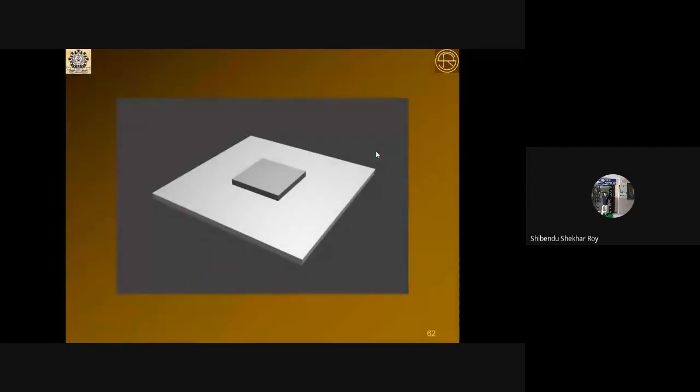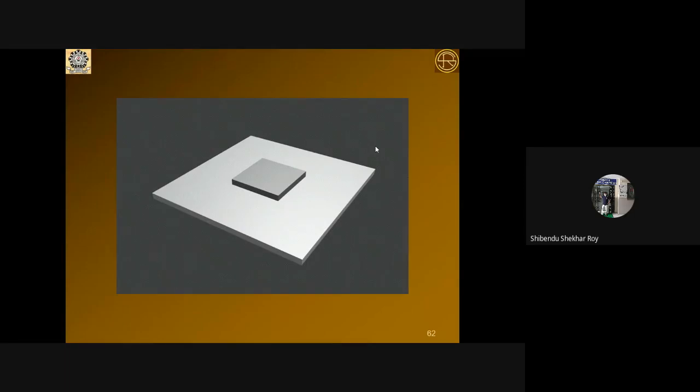You have seen that if a body is in a plane, three independent parameters are required to completely describe its motion. Two for the position and one for the orientation, that means rotation in this case. Position in, say, the XY plane and rotation about an axis perpendicular to that plane. So these three independent parameters are required to describe the motion of a solid object in plane.